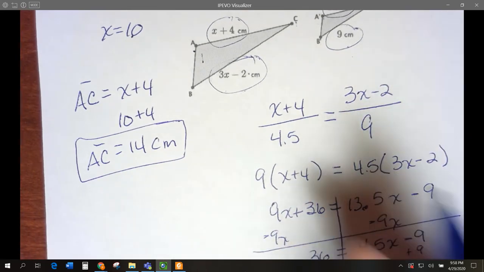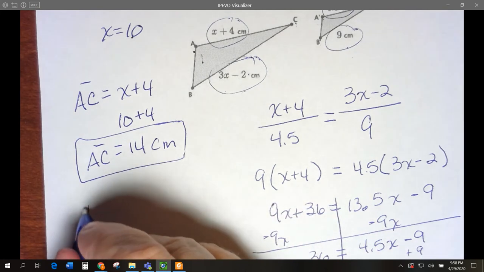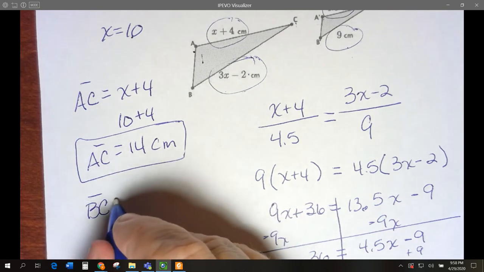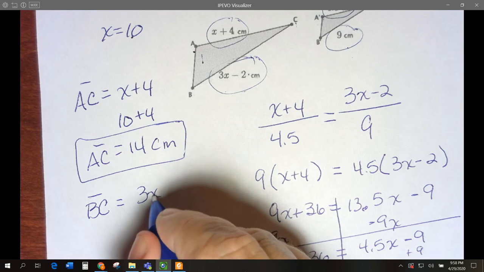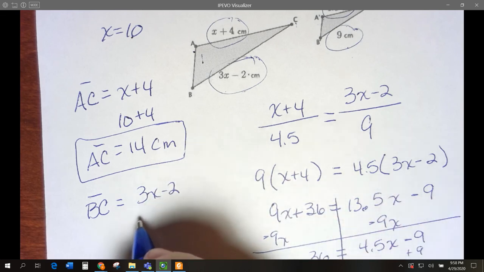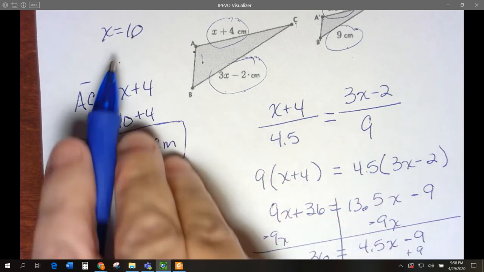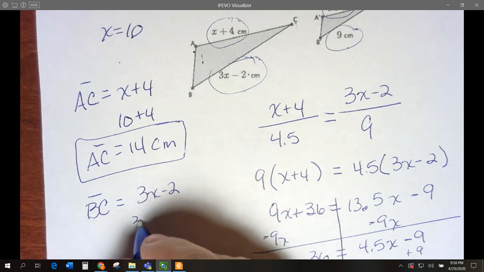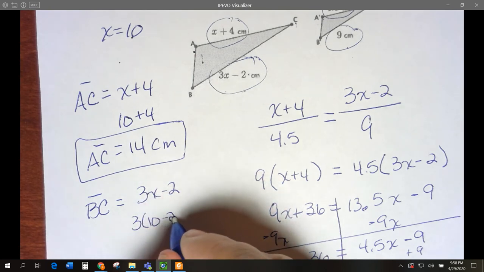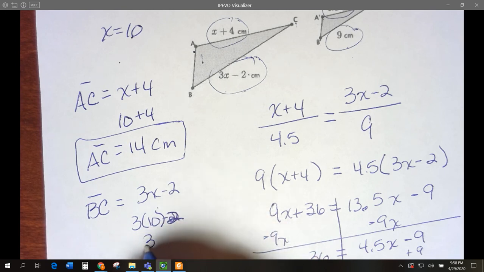And the length of BC equals 3x minus 2. So we know x is 10. So BC is going to be 3 times 10 minus the 2. So that's 30 minus 2. So BC is going to be 28 centimeters.